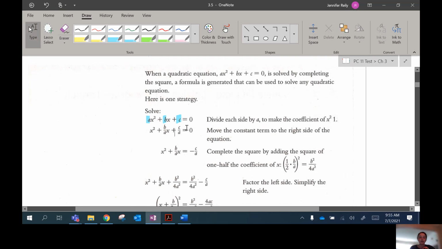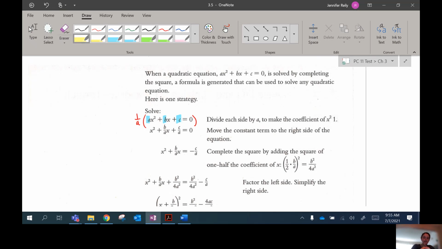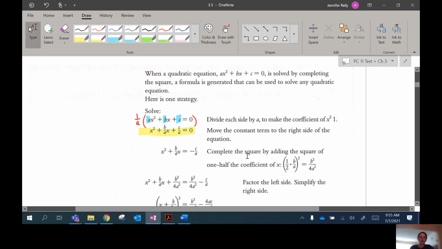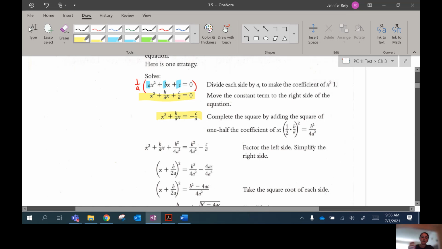So if you recall, the first thing you want to do is multiply the equation by something that's going to get rid of the A and make that leading coefficient a 1. So you would multiply everything by 1 over A, and you would get an equation that looks like this. Then you move the constant to the right-hand side, so it looks like this. And then you use that little completing the square formula. So you take half of that middle number and you square it. So this would be the number that you would add to both sides to complete the square.